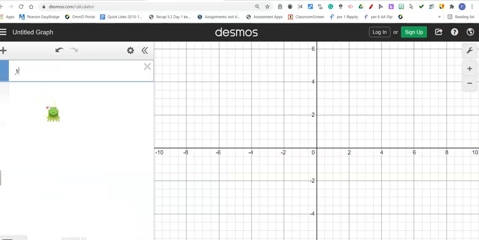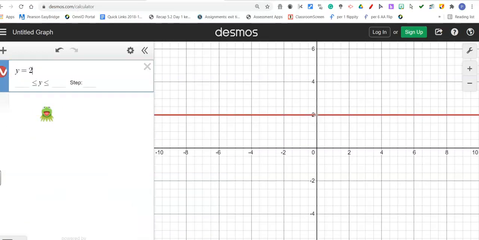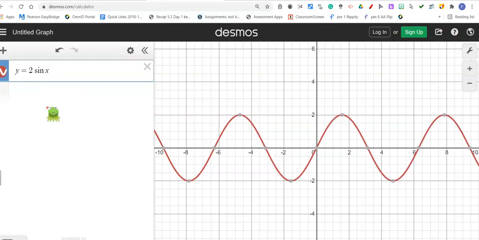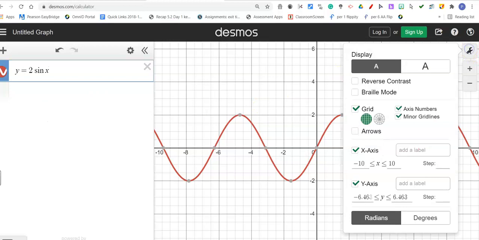Type in y equals 2 sine of x. And notice on your settings in Desmos, you want to make sure you're in radians and not degrees. If you think about a graph in degrees, for it to go through a whole cycle, it would have to be 360, which would change my view of the x-axis. So we want radians, so then we only have to go up to about 4 pi, and we can get a couple cycles going on usually.